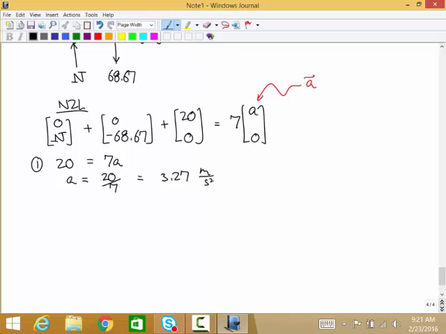What? It's 2 and 6 sevenths, not even 3. 2 and 6 sevenths is less than 3. Yes, you're right, it can't be less than 2 and a bit. It is 2.857 meters per second squared, and so then you can plug that into the acceleration vector, and you get 2.857, 0.